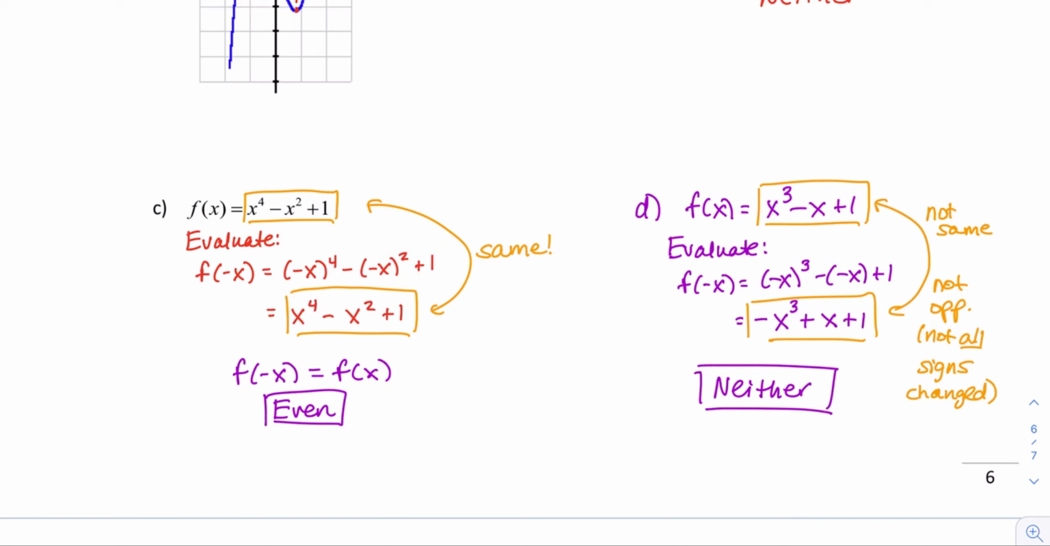So given a graph, we can look at key points to see if we have any symmetry. For a table, compare values that have opposite inputs to see what's happening with the outputs. If you're given a formula for the function, evaluate at f of negative x and compare that simplified expression to the original function to see if they are the same or opposites, to tell us that we have either even or odd functions.